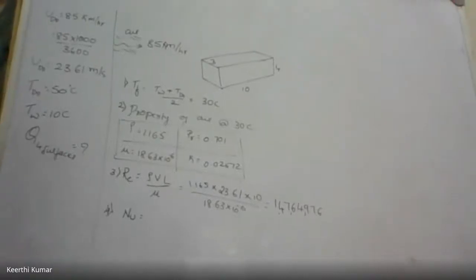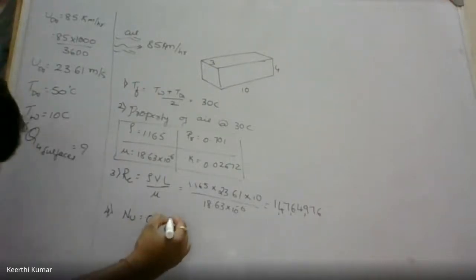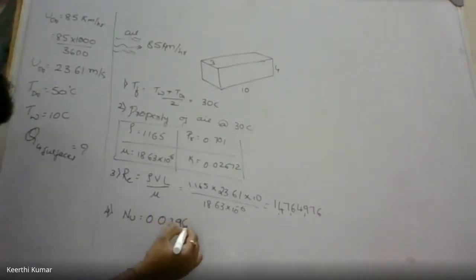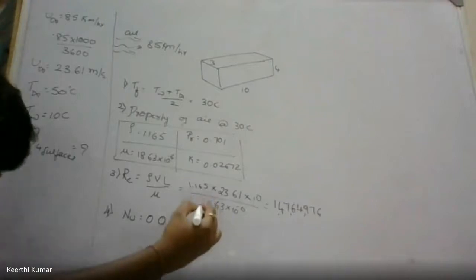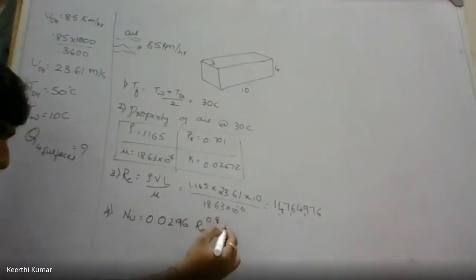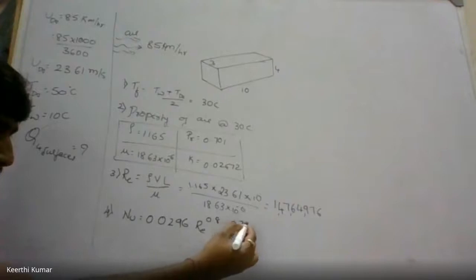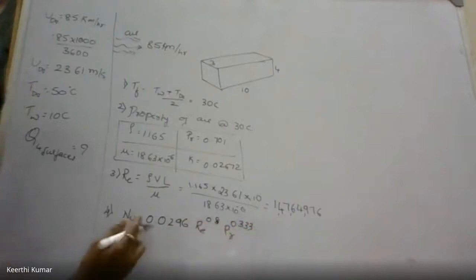Okay, I'll write the formula. You check with the data handbook you have. If you have the data handbook, please check that. Okay. Nusselt number equals 0.0296 Reynolds number to the power of 0.8 into Prandtl number to the power of 0.333. This is the Nusselt number for the given arrangement. The only thing is you should know which Nusselt number I am supposed to take. That's all. Okay.